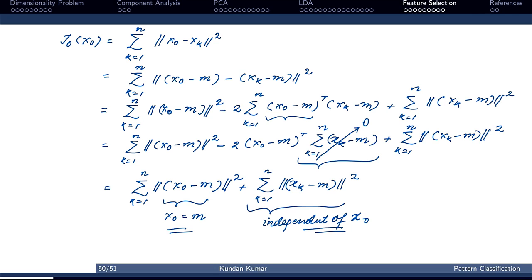So in the last lecture, we observed that the cost function J0(x0) is minimized by choosing x0 as the sample mean. But the sample mean is basically the zero dimensional representation of the data. So that means the sample mean does not reveal any variation in the data. So to consider the variability in the data set, we must consider at least one dimensional representation by projecting the data onto a line running through the sample mean. So let us try to understand this.